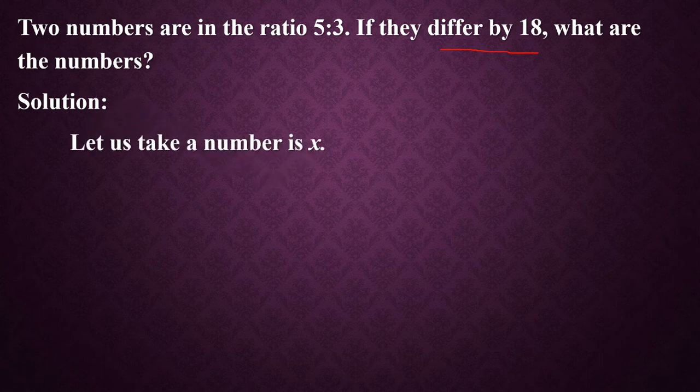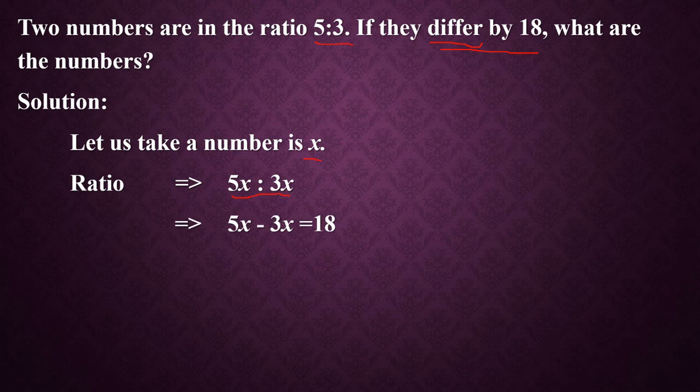So we don't know that number. So let us take the number as x. So ratio they have given 5:3. So this x you have to multiply with the ratio. So 5x is to 3x. From the question, they have given if they differ by 18. Differ means we have to subtract. So the numbers they are subtracting, it will come 18. So here we have taken 5x and 3x. So you have to subtract these two numbers. So it will come 5x minus 3x equal to 18.